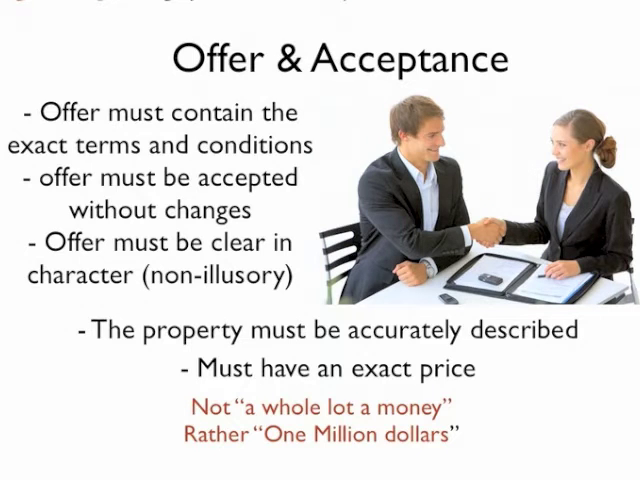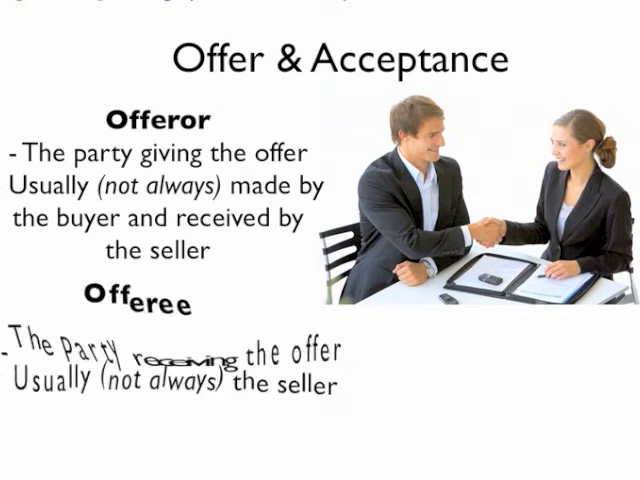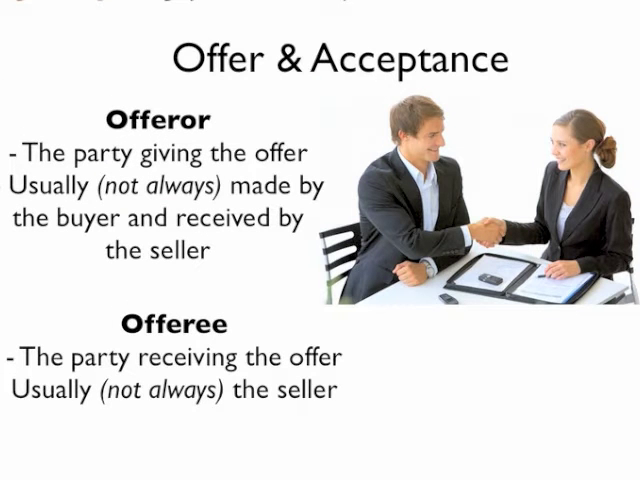You cannot buy a house for a whole lot of money. You must say $1 million if that's the exact amount you're offering. And don't forget the OREE rule. The offeror is the party giving the offer, and the offeree is the party receiving the offer. In real estate, the offer is usually made by the buyer and received by the seller.